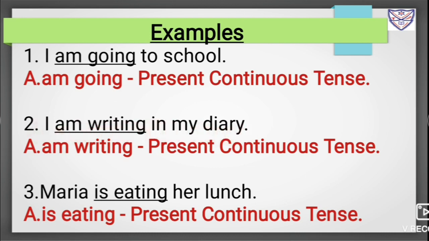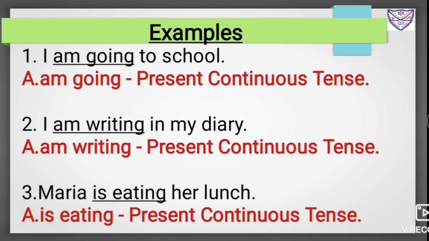Now over here, I is a subject. With I we take the helping verb "am", then we have verb plus ing, that is write plus ing will become writing. So we can say "am writing" is in present continuous tense, as this verb shows an action that is ongoing or continuous at the present time.